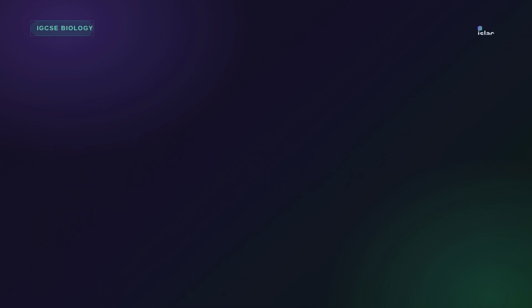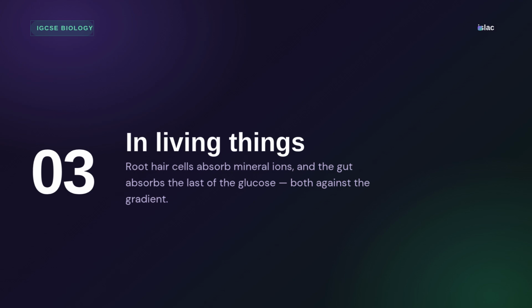Two examples examiners love. Root hair cells absorb mineral ions from the soil, even though the soil is more dilute than the cell. And your gut absorbs the last of the glucose from digested food, against the gradient, so none is wasted.